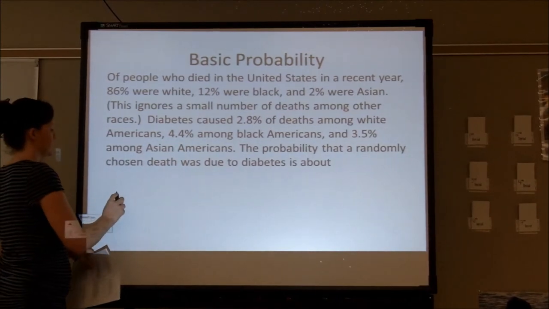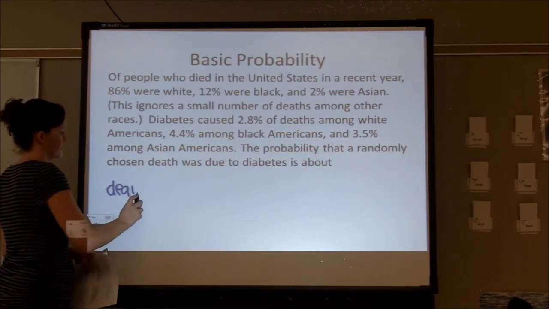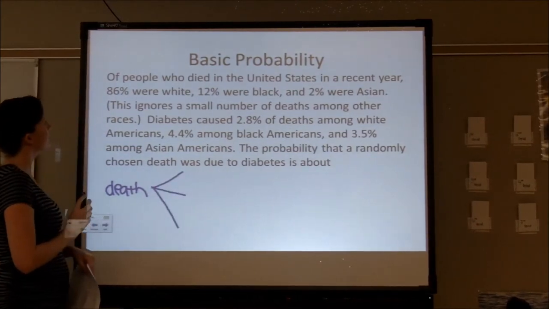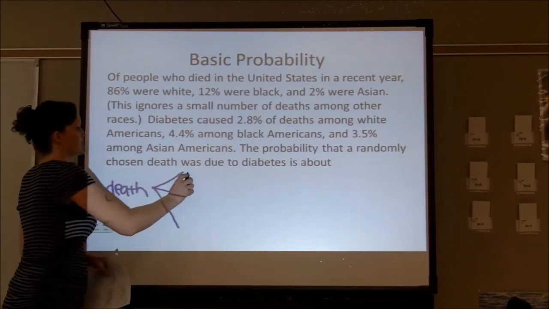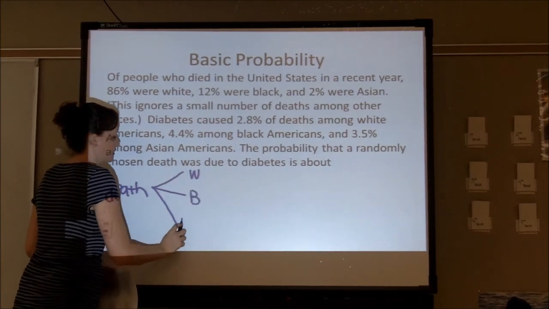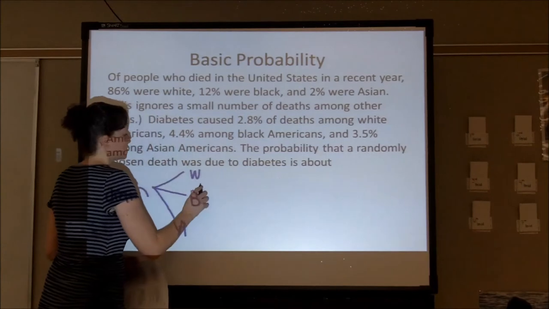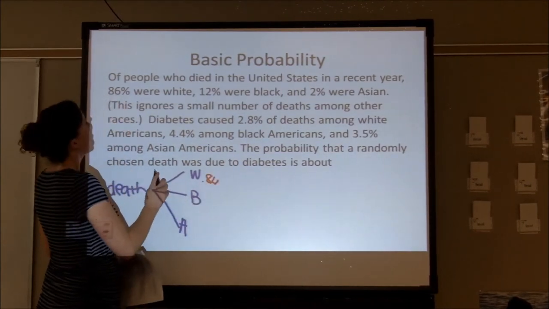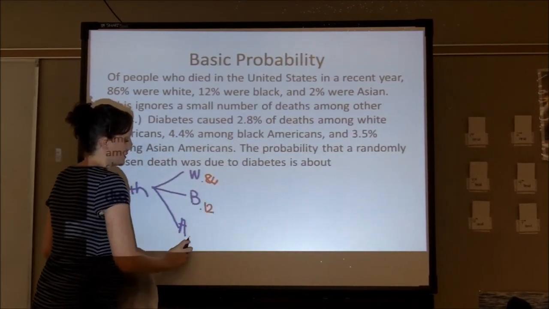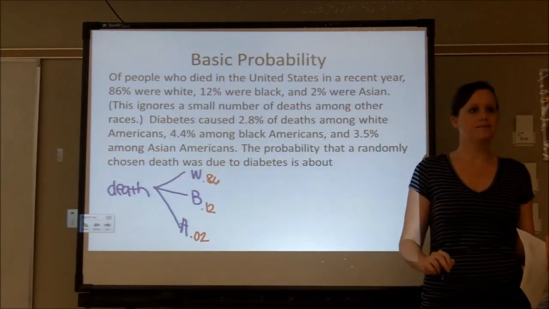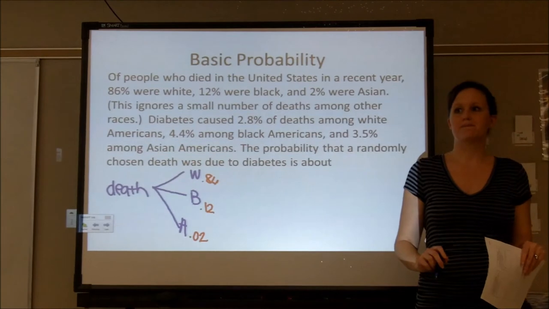So we have death. And then we have the three races that are listed: white, black, and Asian. And those are 86%, 12%, and 2%. Okay with that? Then what?